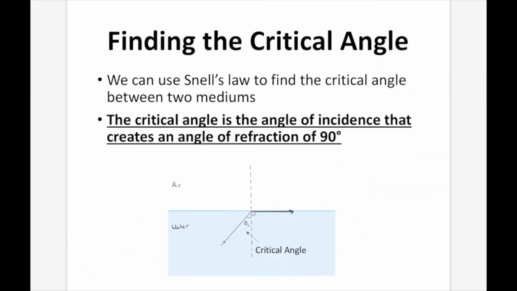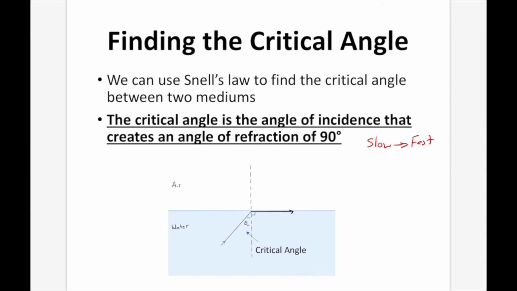Now, we can use Snell's law to find the critical angle. The critical angle is the angle of incidence that creates an angle of refraction of 90 degrees. And the critical angle is always a number between two substances. So in this case, between water and air. To create a critical angle, you need to be going from a slow to a fast medium. If you're not, it's not going to work.